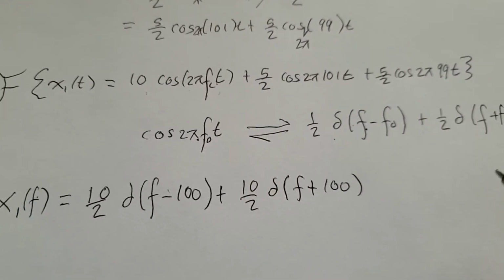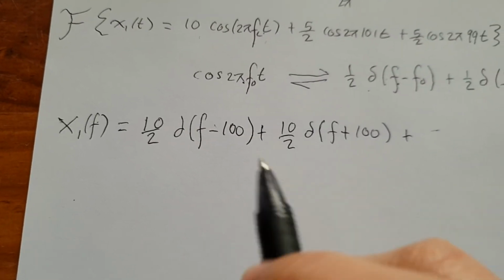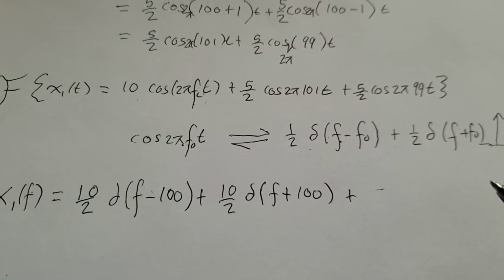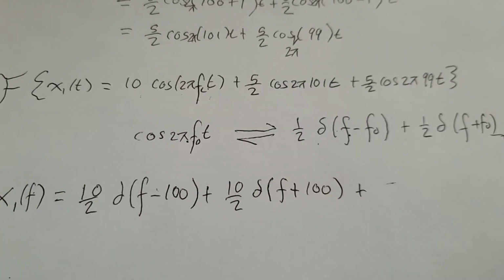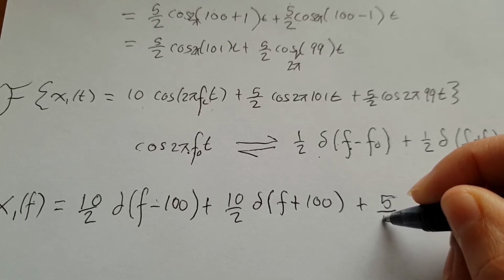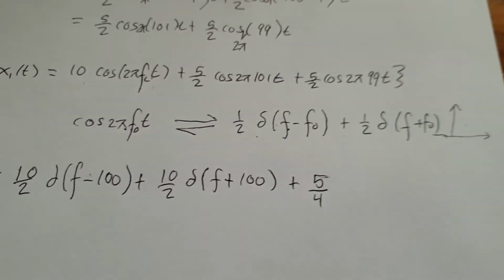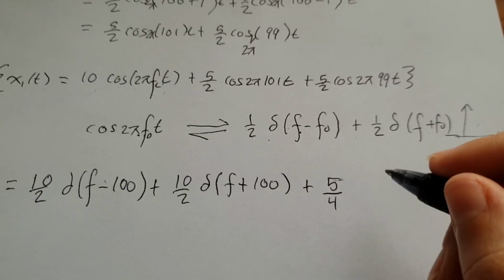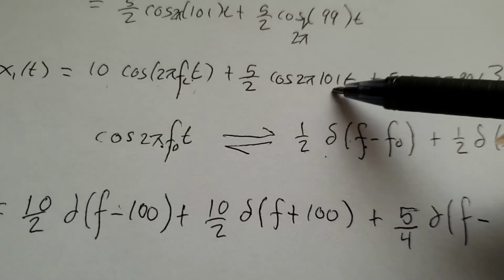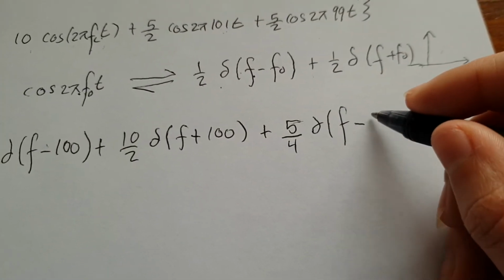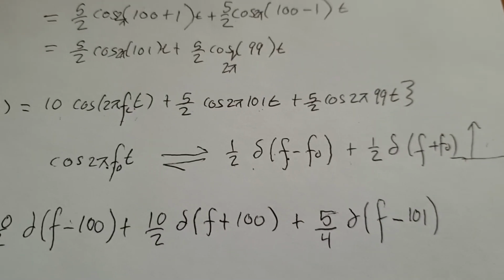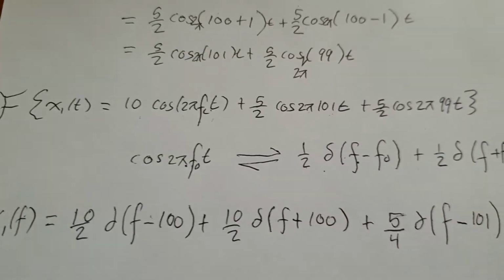We've got to do the other two. So I'll just put a little plus here, and I'm going to take it down onto here. Maybe we have enough room over here. Same sort of thing again, except our 5 over 2 now becomes 5 over 4, because we have to divide it by 2 again. And then we'll put our delta f minus 101. There we go. That's one part of this second term.